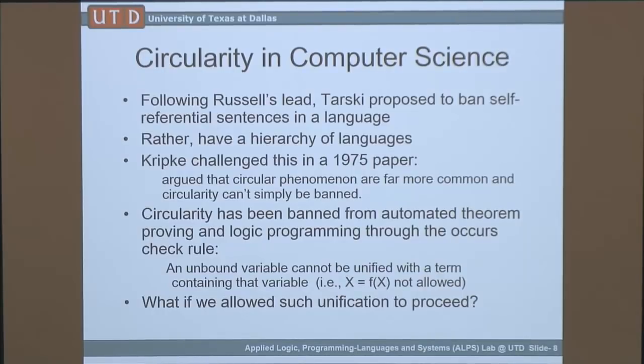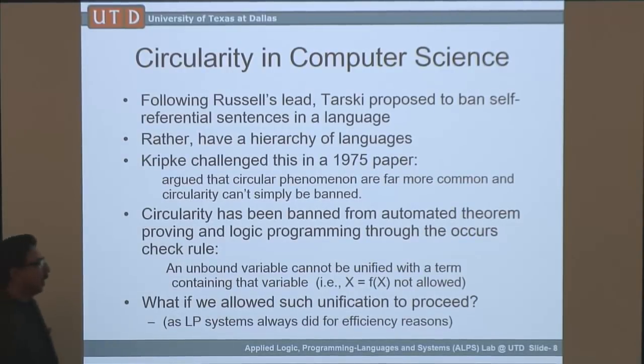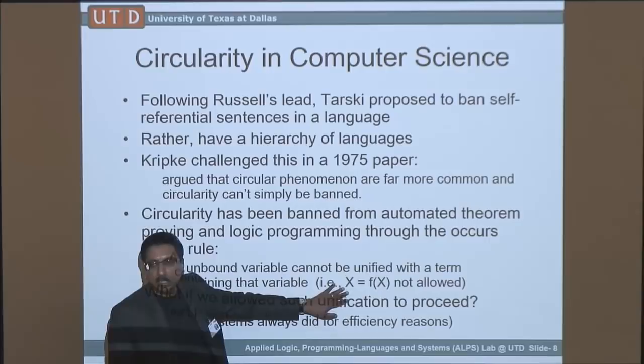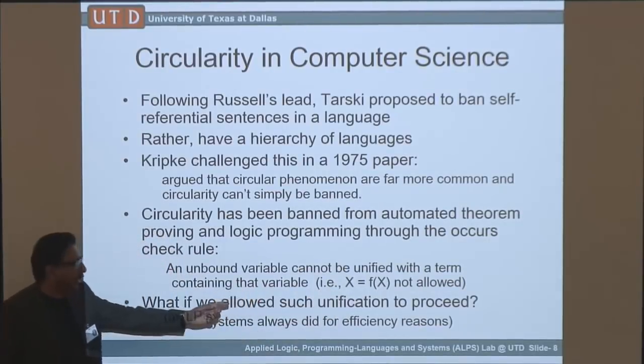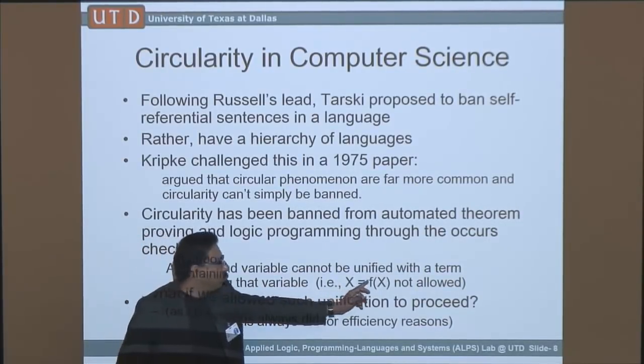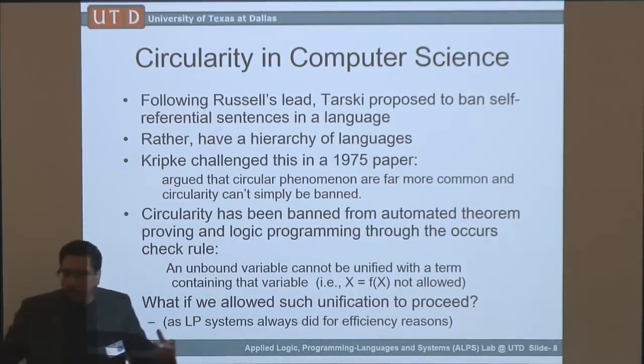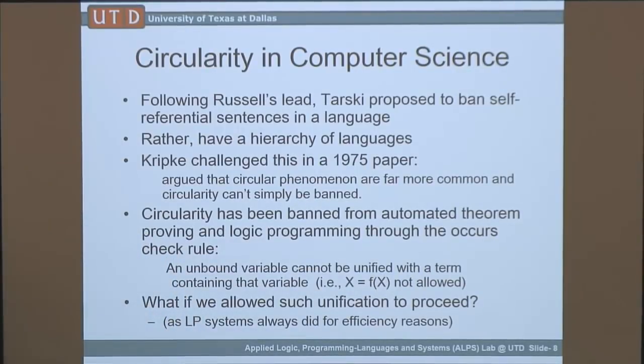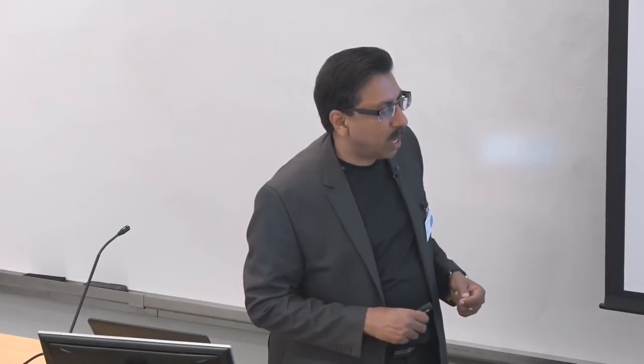So the question is now, what if we allowed this unification to proceed? What will we get, right? Now, logic programming systems always actually allowed this for efficiency reasons, because they said, well, checking, you might have x bound to a very large structure, like a huge tree that contains x as a leaf node somewhere. So checking that x occurs in this structure will be too costly. So let's leave it to the programmer to make sure that there is no occurs-check problem. So you can actually build these structures.